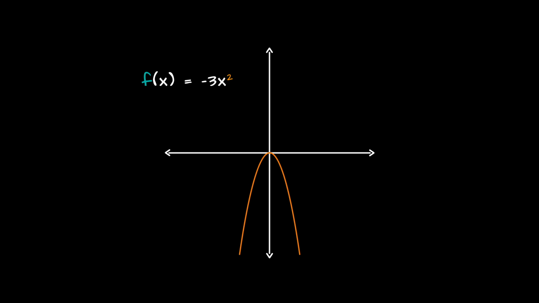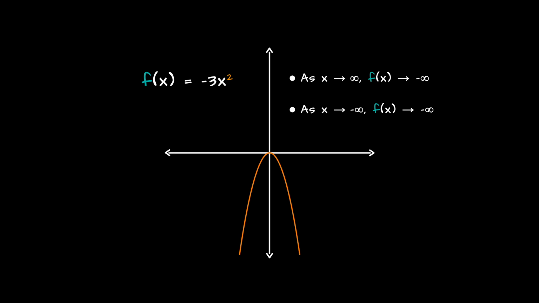If we take a number x, which is very large, square it, and then multiply the result by -3, we'll obtain a negative number that is very large. And we can express this a bit more formally by saying that as x goes to infinity, f of x goes to negative infinity.